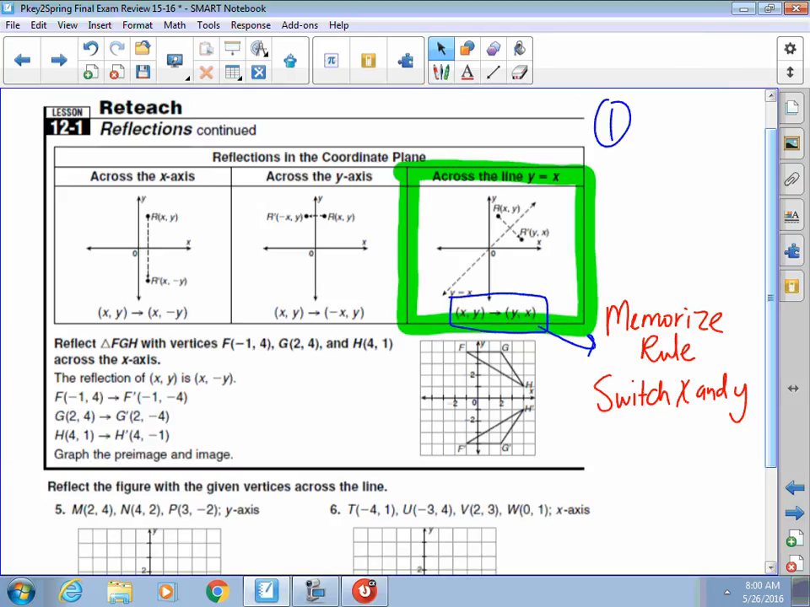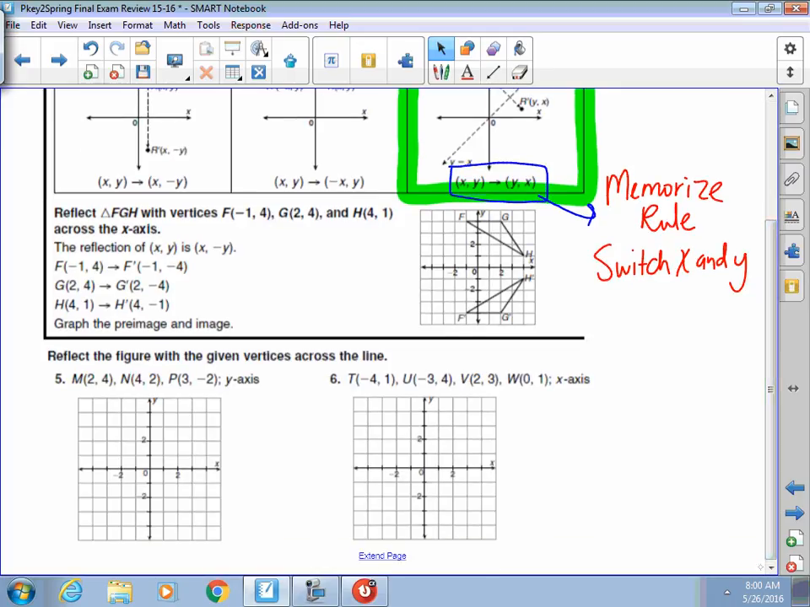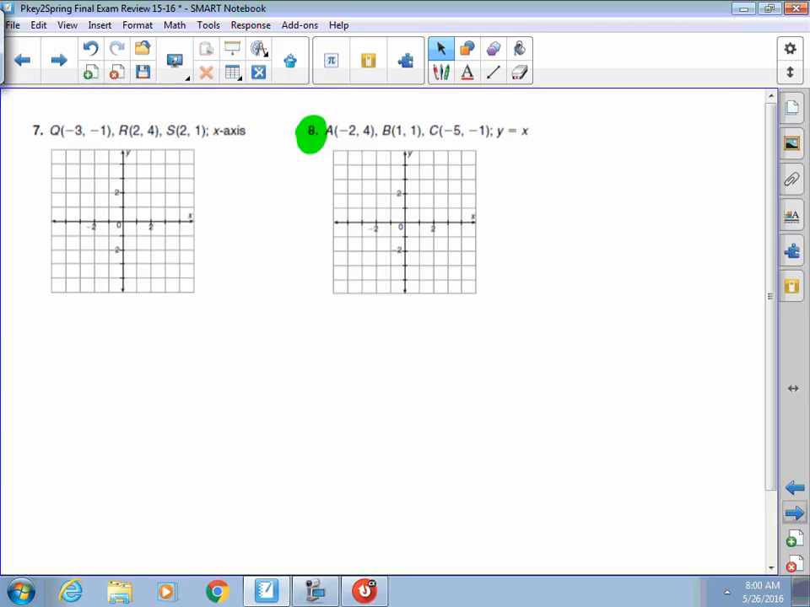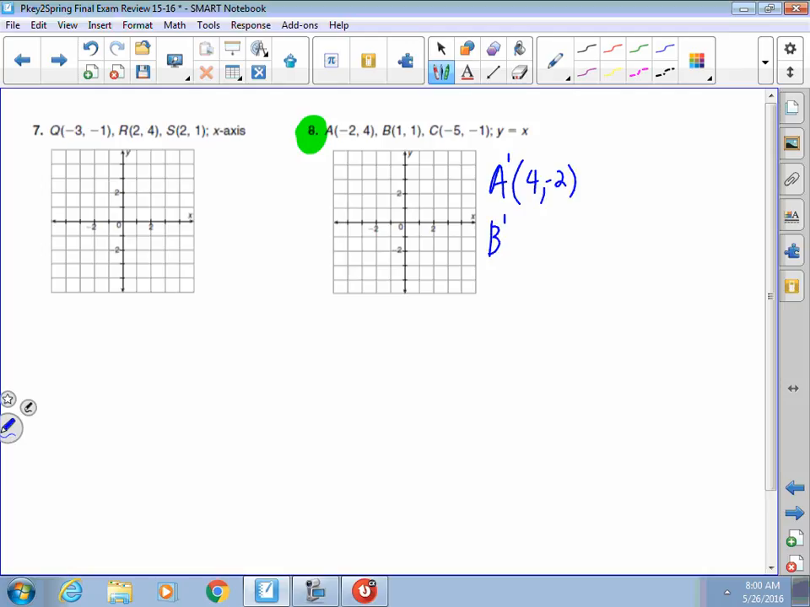So your test, like on this, would be number 8, okay, because it's going to be y equals x. It's going to be over this line. So just understand, remember we switch the order. So if this is A, -2, 4, then A prime would be 4, -2. B prime would be, yep, still 1, 1, because I've switched it, it's still the same. But C prime would be what? Correct, if you said -1, -5. So all you have to do there is switch it.